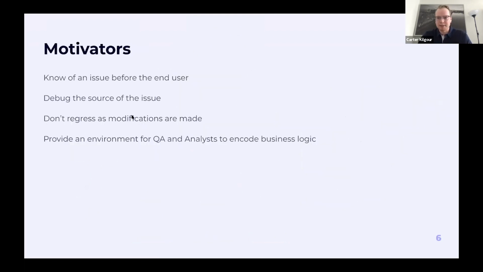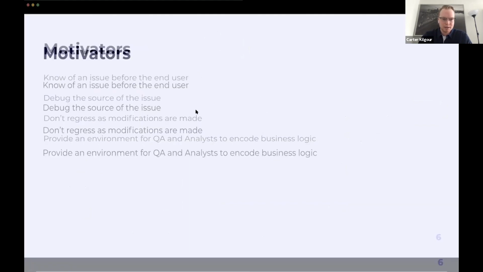Some motivators for this are: know of the issue before the end user, and be able to debug where the source of the issue is happening. Don't regress as modifications are made. Maybe somebody goes in and switches it to an inner join, and suddenly half your data is gone, or they're dropping nulls but did a subset on which nulls they're dropping, so suddenly it's not as expected. You're really trying to find those silent errors that you're not going to catch in your typical code.